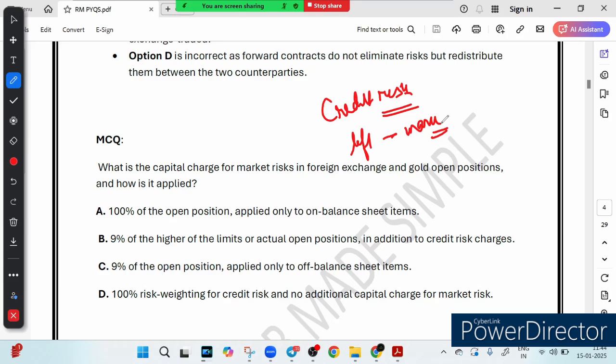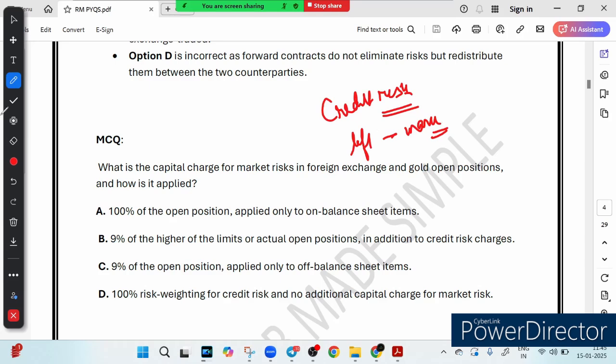So what we have learned in this particular question is that the capital charge for market risk in foreign exchange and gold position is 9% of the higher of the limit or actual position. The charge is in addition to the credit risk charge for both on balance sheet and off balance sheet items. It applies to all exposures reflecting the probability of price movement, and the charge ensures that banks have enough capital to handle potential loss from market risk.